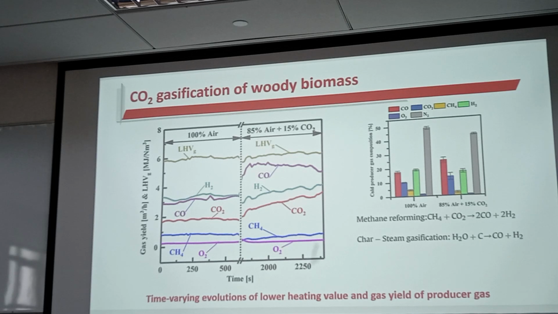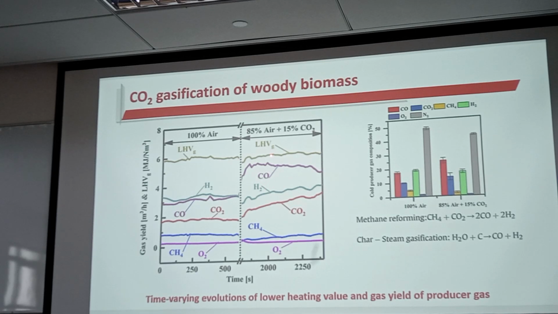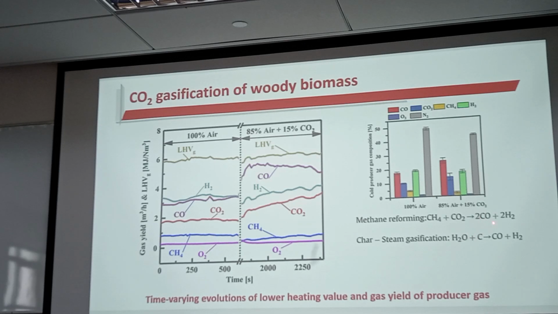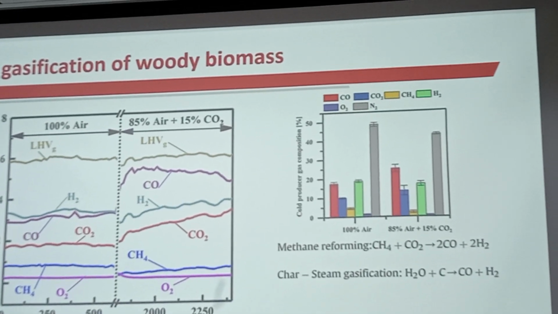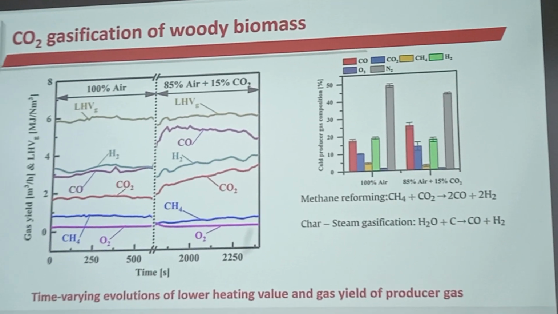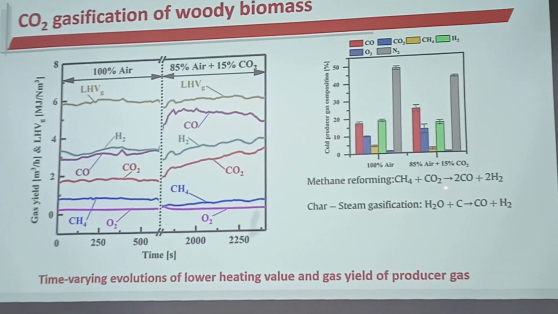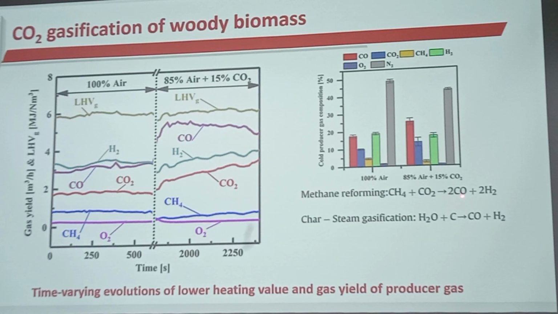What happens in the gasification process? We can use this reaction to explain why the concentration of carbon monoxide increases while the yield of methane decreases. Because in this process, methane can react with carbon dioxide to produce carbon monoxide and hydrogen. That's why, after we inject carbon dioxide, we can convert methane into carbon monoxide and hydrogen.